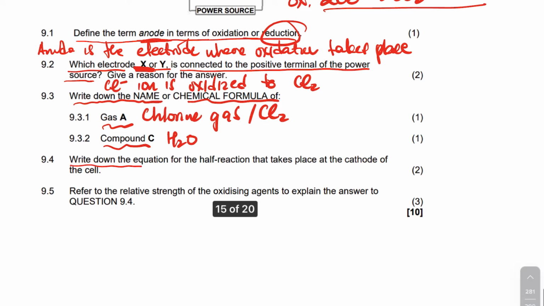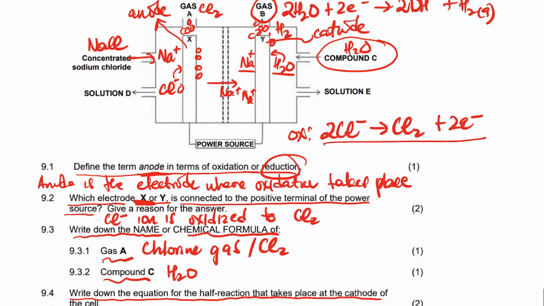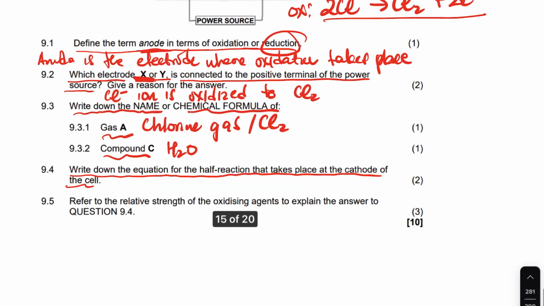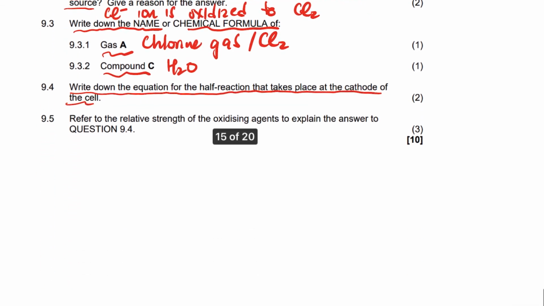It says write down the equation for the half-reaction that takes place at the cathode. This is the reaction that takes place at the cathode, guys. This is the answer. This is the half-reaction of water where it is reduced. Now 9.5 says refer to the relative strength of oxidizing agents to explain your answer in 9.4, right?